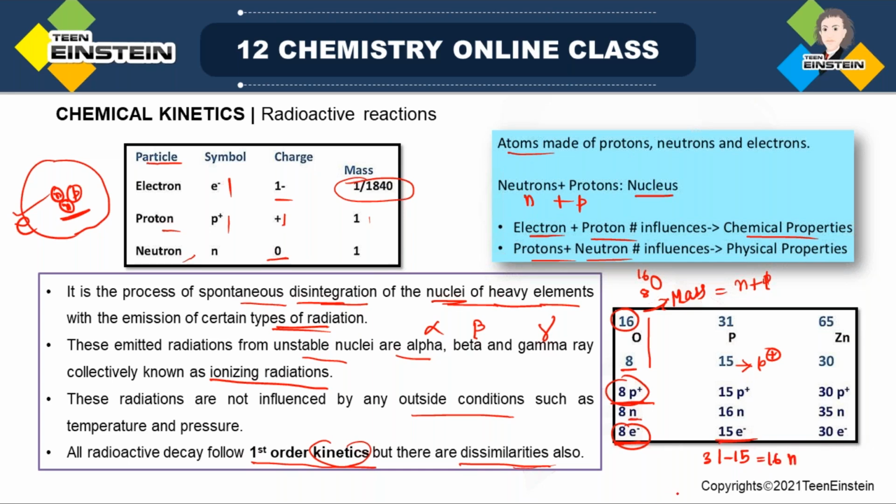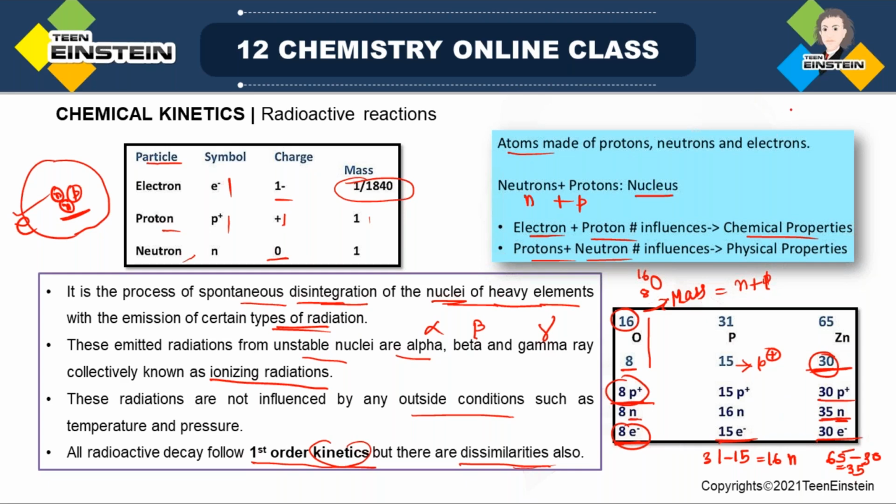16 neutrons are present. And the last example, 65Zn30. This number in the suffix, that is the subscript, will directly give you the number of protons, that is the atomic number. And as the atomic number is 30, the total number of electrons will also be 30. And the number of neutrons you can get by subtracting the number of protons from the mass number. So this will be equal to 35. So the number of neutrons will be 35.